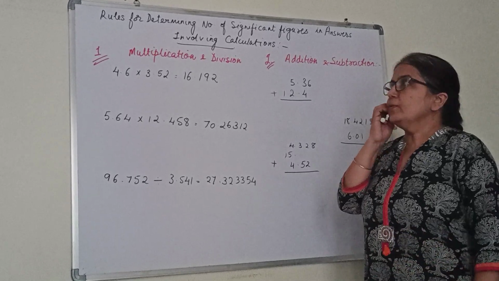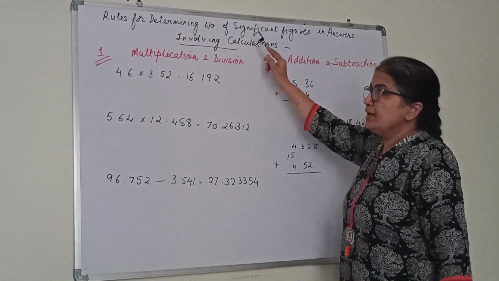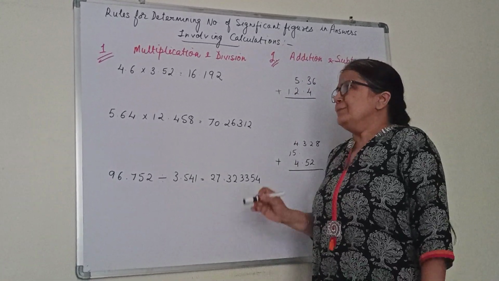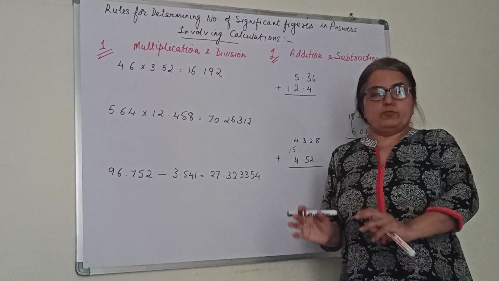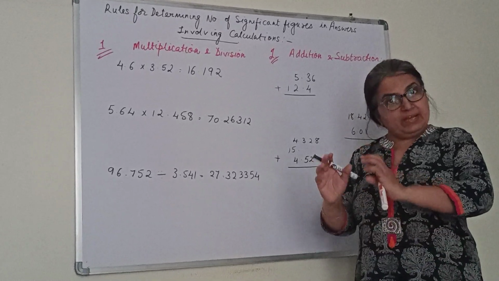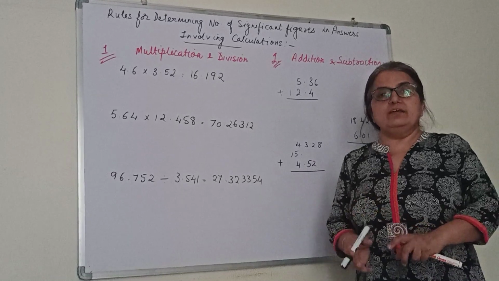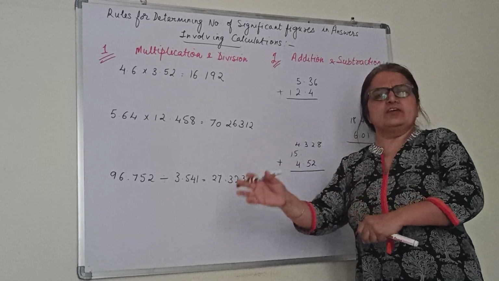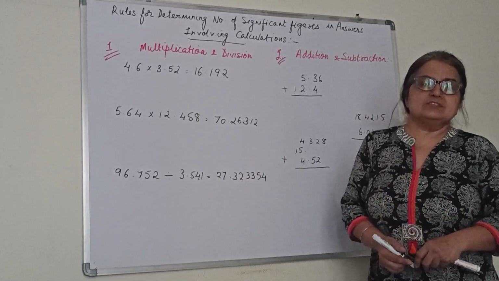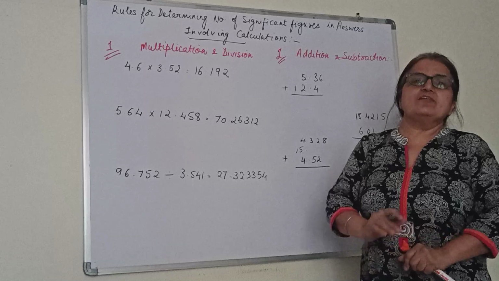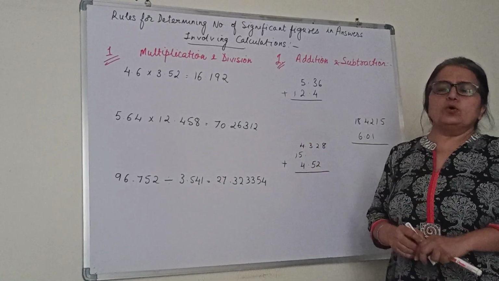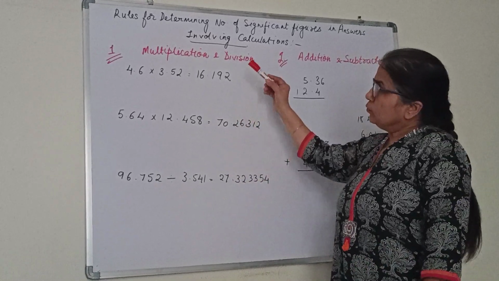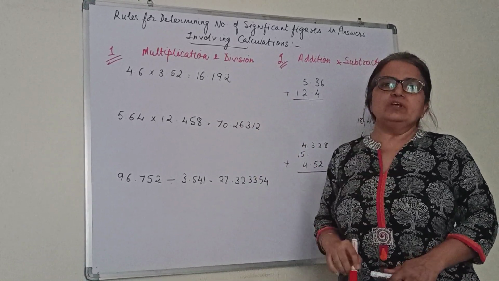Let us continue now with the rules for determining the number of significant figures in answers involving calculations. Mainly, in physics, when we perform experiments, you deal with some big numbers where you're multiplying, dividing, adding, subtracting, and each number has different accuracy. Then how do you represent the answer? So for that also we have certain rules. First, we are talking about the rules of multiplication and division. For multiplication and division, the rule is the same.